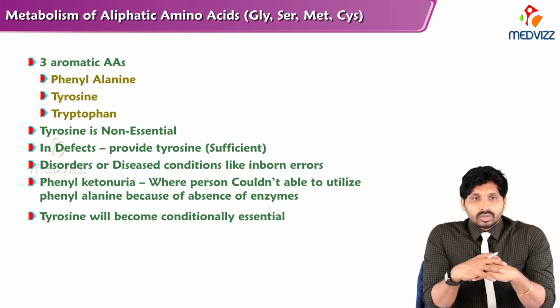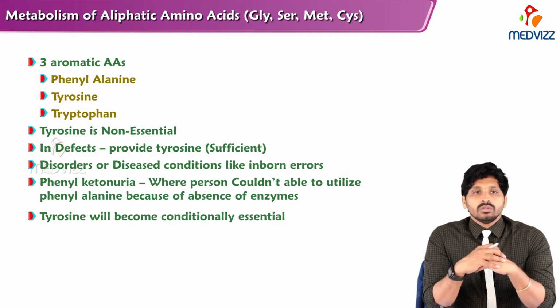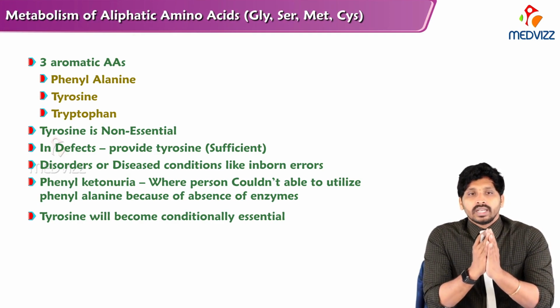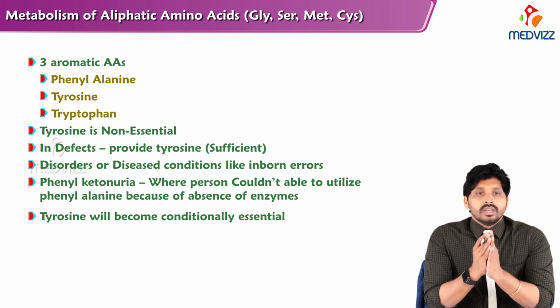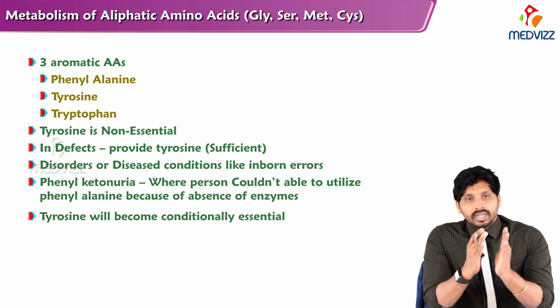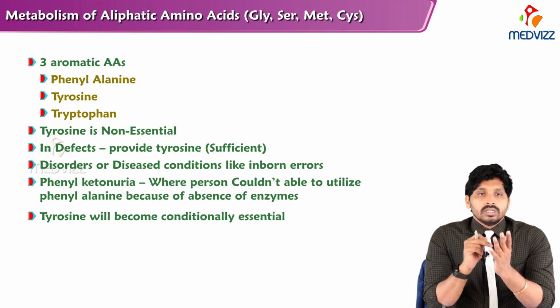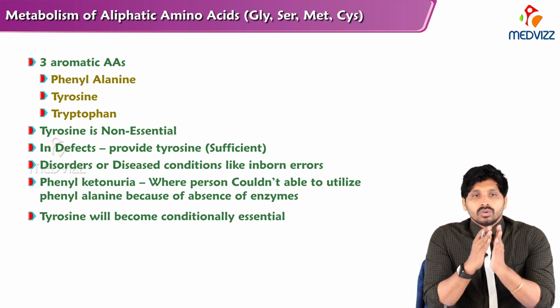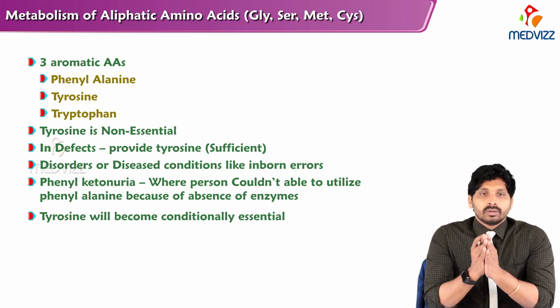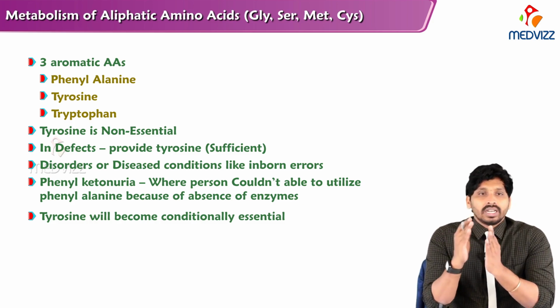Everyone, myself Dr. Suresh, Professor of Biochemistry, and in today's video, we'll be talking about the aromatic amino acid phenylalanine metabolism. Here, there are three aromatic amino acids: phenylalanine, tyrosine, and tryptophan. So, when we study phenylalanine metabolism, there is no need to study tyrosine separately.